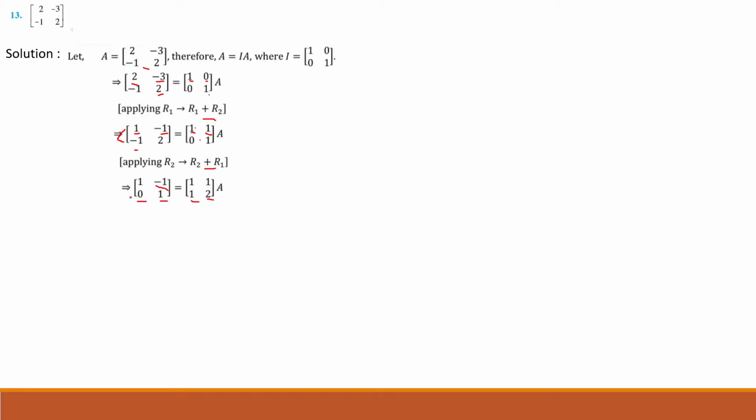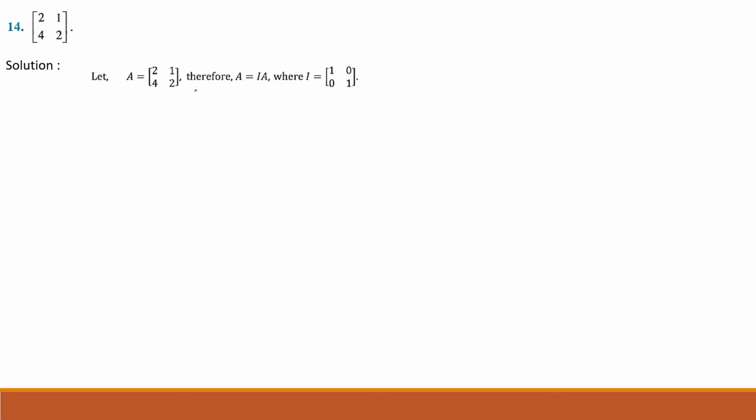To make this 0, we add these two elements. The transformation becomes r1 to r1 plus r2. So this element becomes 0. Same for this matrix. 1 plus 1 is equal to 2 and 1 plus 2 is equal to 3. So the matrix A is transformed into the identity matrix. So therefore this matrix is our A inverse. You can pause the video to note this down.